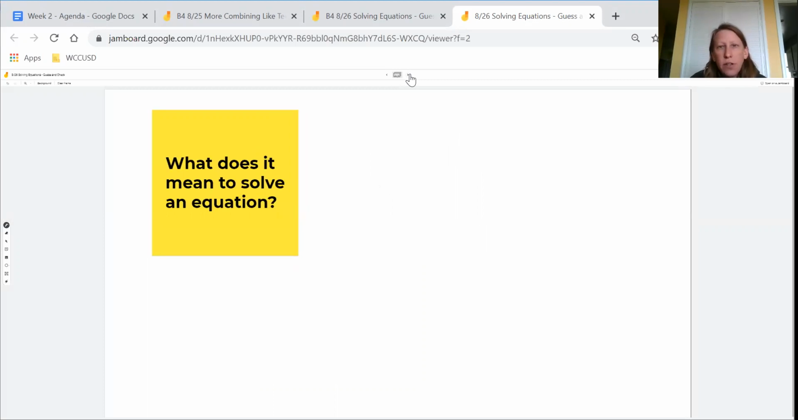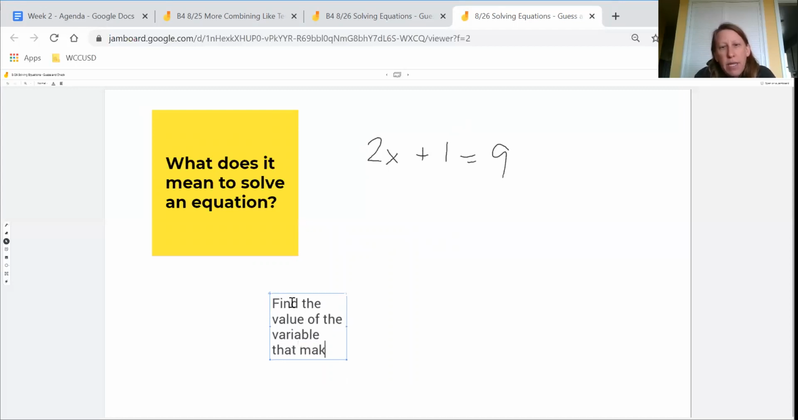What does it mean to solve an equation? Well, let's take that one we just looked at. 2x plus 1 equals 9. What are we trying to do? If I ask you, hey, solve that, what is it that I want you to do? What I want you to do is find the value of the variable that makes the equation true.